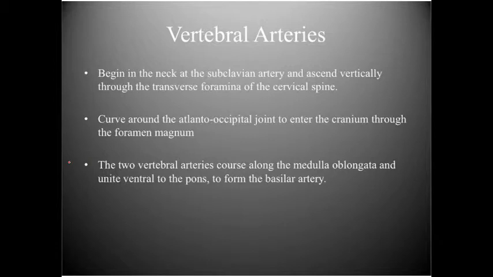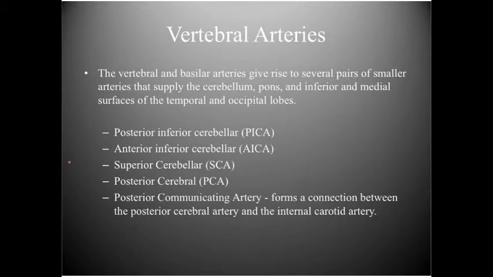The vertebral arteries begin in the neck at the subclavian artery and ascend vertically through the transverse foramina of the cervical spine. They curve around the atlanto-occipital joint to enter the cranium through the foramen magnum. The two vertebral arteries course along the medulla oblongata and unite ventral to the pons to form the basilar artery. The vertebral and basilar arteries give rise to several pairs of smaller arteries that supply the cerebellum, pons, and inferior medial surfaces of the temporal and occipital lobes.